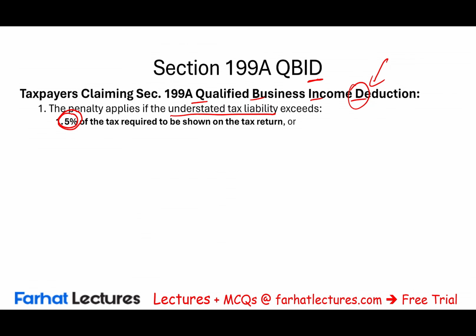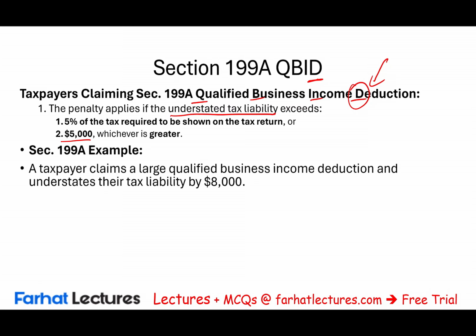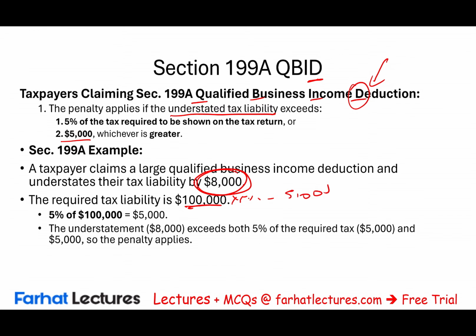You lowered your taxable income, so they lower the threshold so they can get you. Because 5% is less than 10%, or 10% whichever is greater. An example would be a taxpayer claims a large qualified business income deduction and understates their tax liability by $8,000. So the understatement is $8,000. The required tax liability is $100,000 times 5%, which is $5,000. Again, $8,000 is greater than $5,000. Well, there's a penalty of 20% of $8,000, which is $1,600.